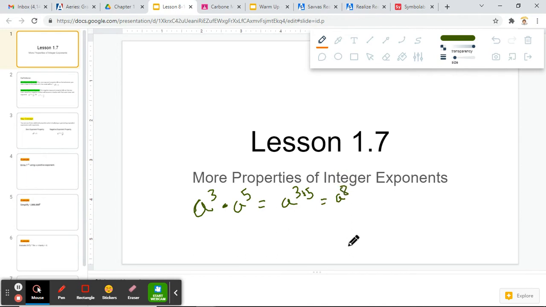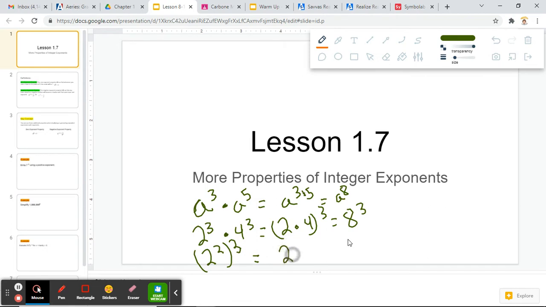If I were to have 2 to the third times, let's say, 4 to the third, then we could simplify this by multiplying together our bases. So we can do 2 times 4 to the third, or 8 to the third. The power of powers property tells us that when we are raising a power to another power, let's do something different, let's do 3, what we can do is multiply the exponents together. So this would become 2 to the 2 times 3, or 2 to the 6th.